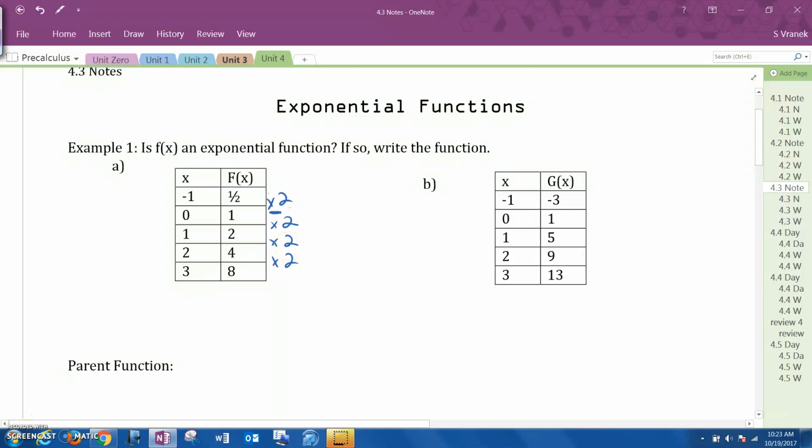Now, when we do that, that's saying it's 2 to a power. So the base number is 2, and we're saying it's to the x power. Which makes sense, because 2 to the 0, when I put a 0 in for x, you get 1. 2 to the first, you get 2. 2 to the second, you get 4, and 2 to the third, you get 8. So this would be my function.